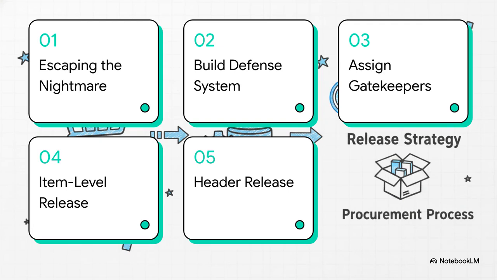Here's our blueprint for making it out alive. We'll start by escaping that manual nightmare. Then we'll build our defense system, assign our gatekeepers, survive the item-level releases, and finally face off against the final boss, header-level release. Let's get right into it.